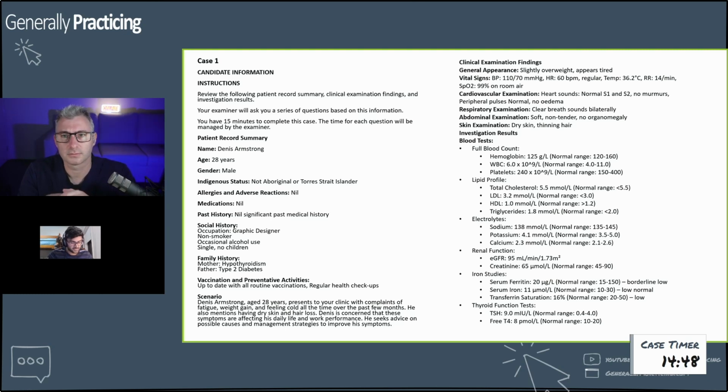Yeah, sure. So differentials, I think the one that stands out the most is overt hypothyroidism. And I say overt because the T4 level is low. This could be secondary due to a number of causes, something like de Quervain's thyroiditis, could be painless thyroiditis as well. So yeah, those are two causes for it.